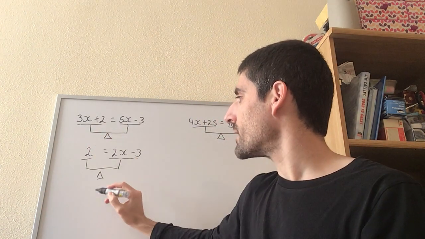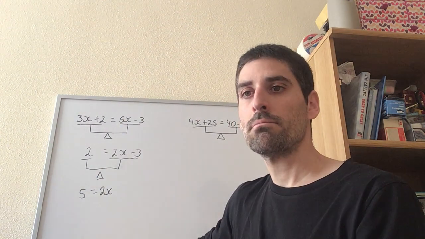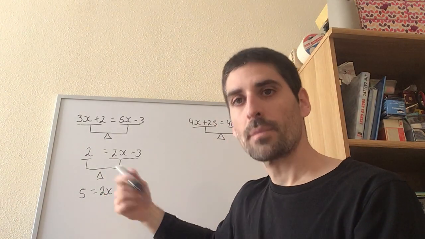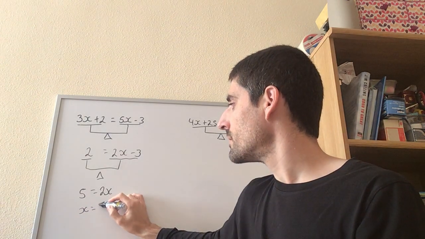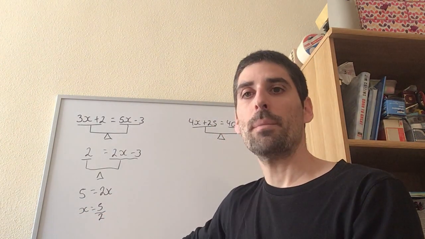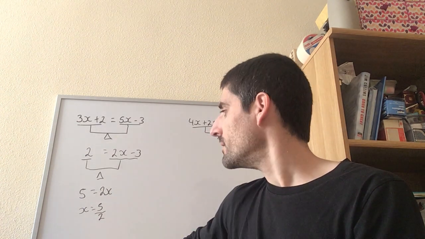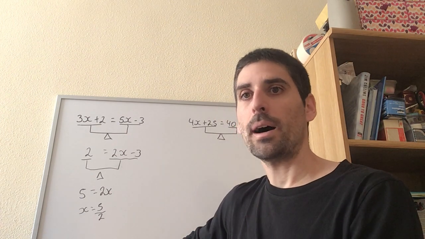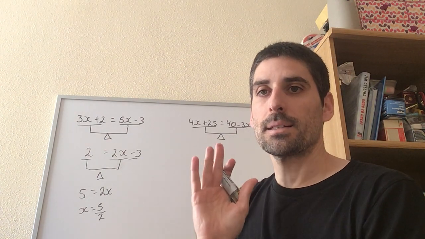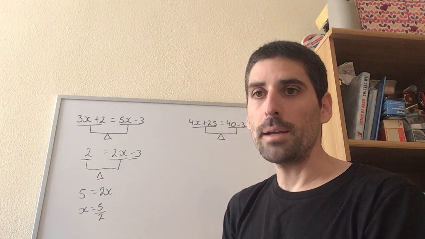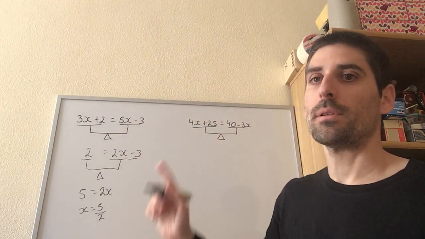So if I add 3 to both sides, I get that 5 equals 2x, and then to get rid of the 2, I can divide both sides by 2, so x equals 5 over 2, and remember, we leave the answer as a fraction. There is no need to change it into a decimal. This is it, that's fine. I am sorted. I can switch the two things around. It doesn't matter.